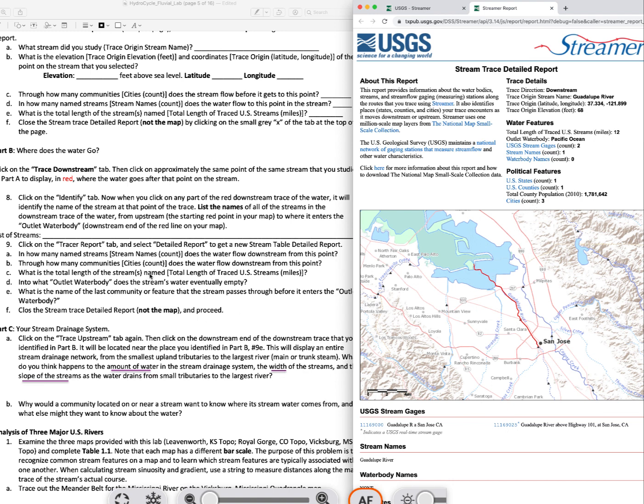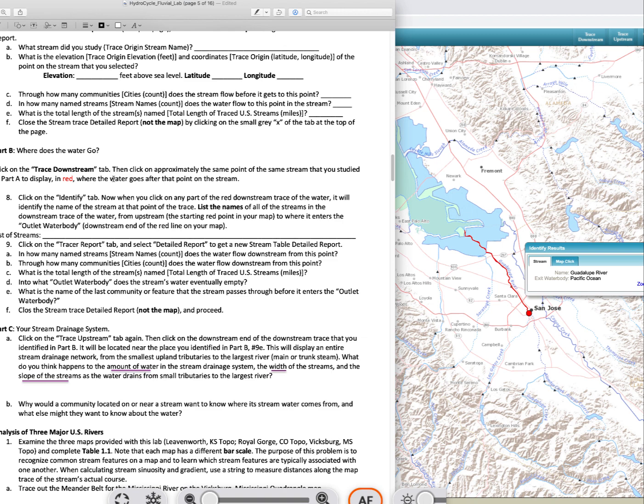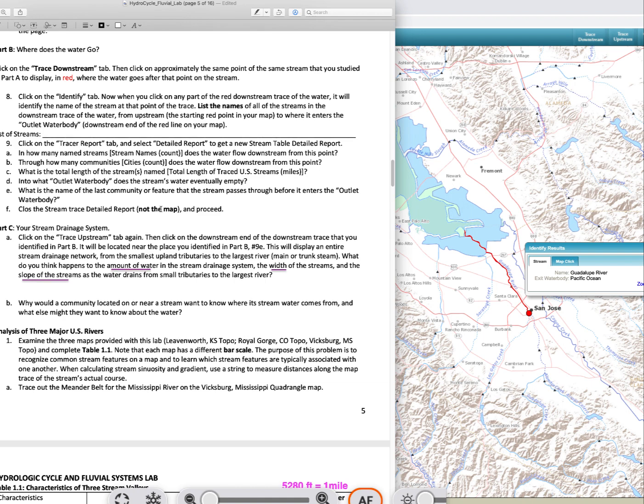And then what is the total length here from our point here, 12 miles, right? We have that there. And what's the outlet water body? And the outlet water body would be the Pacific Ocean, right? Outlet water body, Pacific Ocean. And now we'll close the stream and not the map. So let's close this. And we'll keep the map open. All right, so you see how I'm doing. I'm just kind of following the instructions. Just got to kind of lead through there. And now you can answer some questions here.